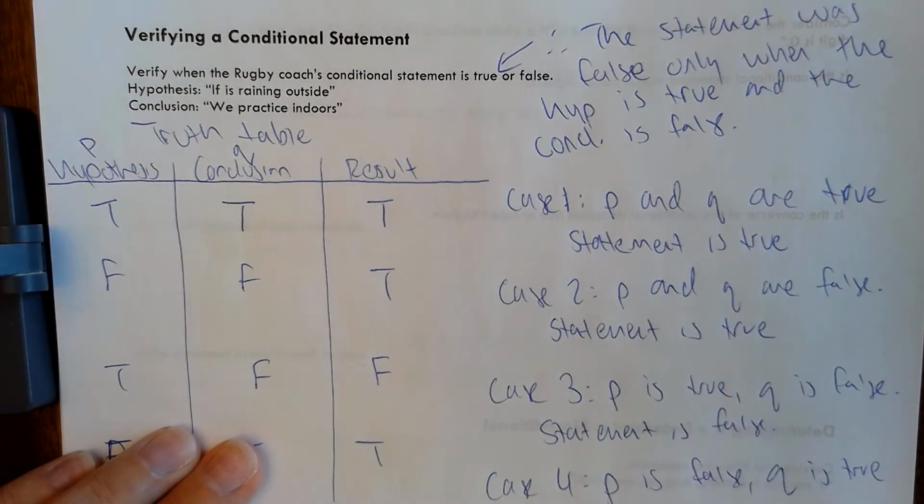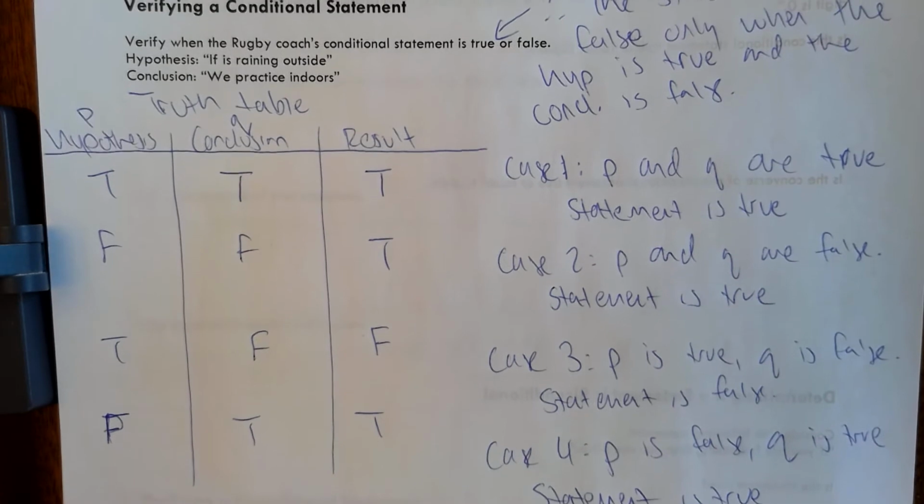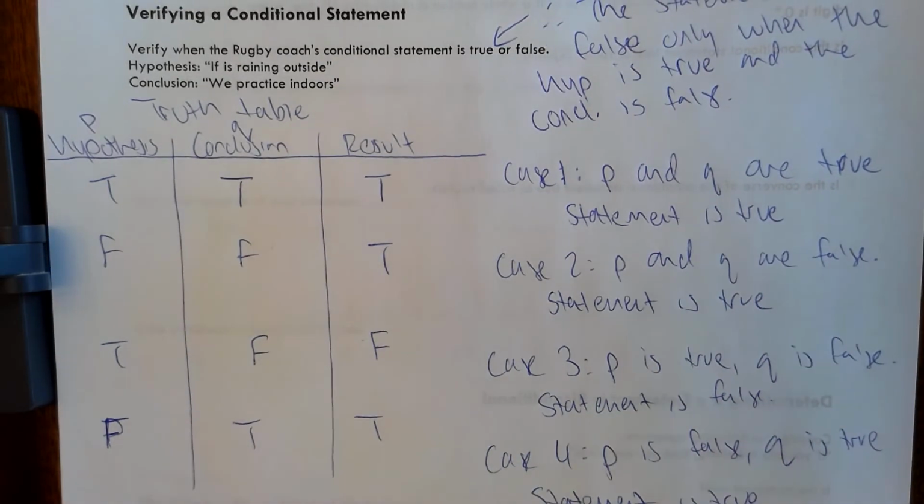There's one time our coach lied to us and made us practice outside even when it was raining. This is a truth table. It is not an easy concept. There is essentially this example in your textbook.